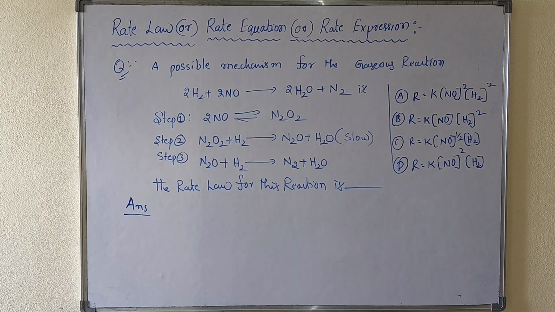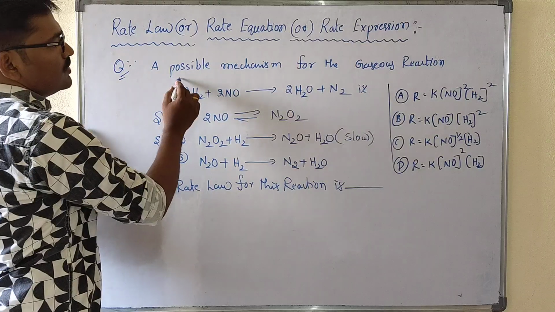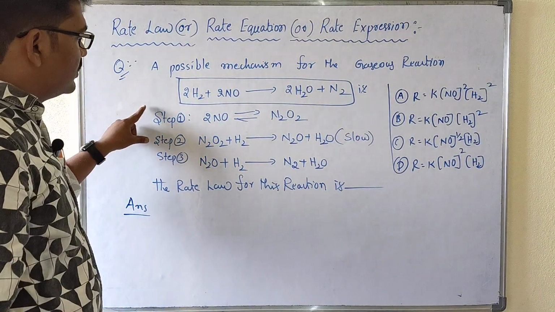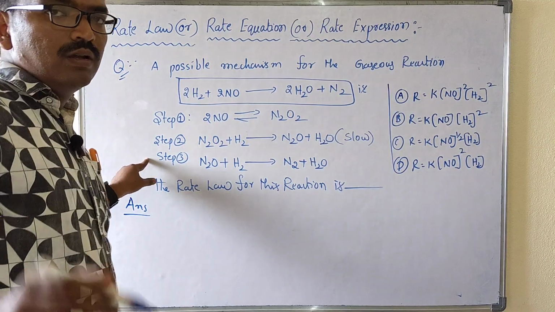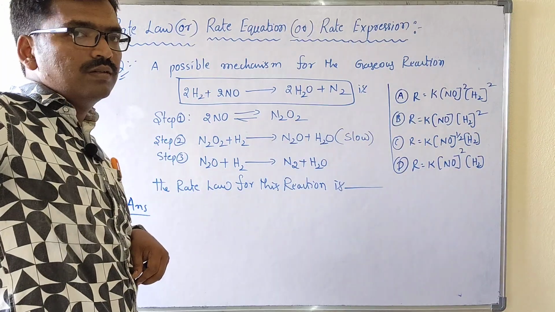See, look at, my dear students, a possible mechanism for the gaseous reaction. So this is one of the reactions mentioned. It is actually a complex reaction because multiple steps are mentioned. A reaction which involves a multi-step mechanism, that we call a complex reaction, right?